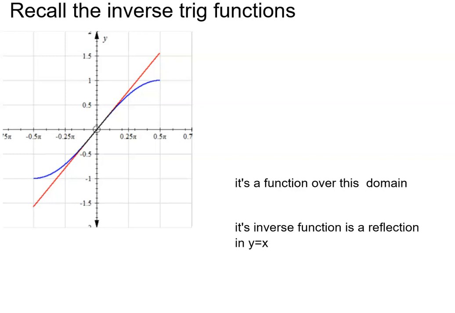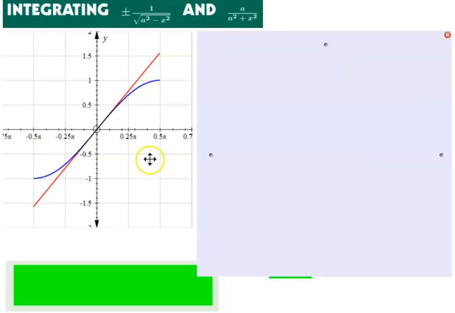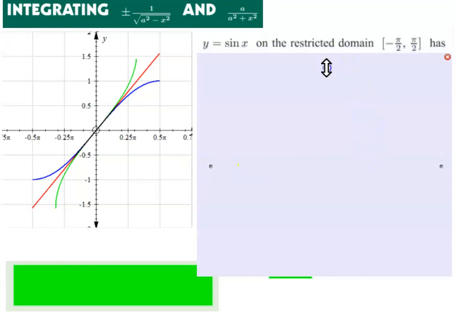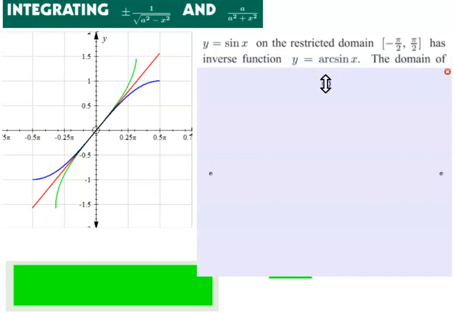So therefore we need to consider a restricted domain. If we were to consider between minus pi on 2 for x and up to pi on 2, then that curve, when reflected in y equals x, gives us that green curve. That green curve is also a function. So if we have y equals sine of x on a restricted domain between minus pi on 2 and plus pi on 2, that does have an inverse, and we call that y equals arc sine of x. That's the same as sine minus 1 of x, but we no longer use that notation.